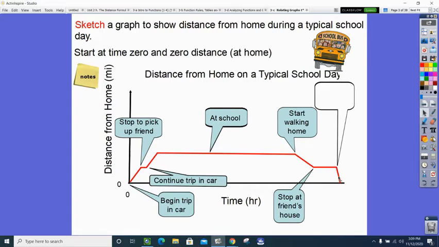Now, this last piece, what do you think about that? It's much steeper. So once again, have we been picked up by somebody to go home in the car. So that's what I mean by telling a story to go along with the graph.